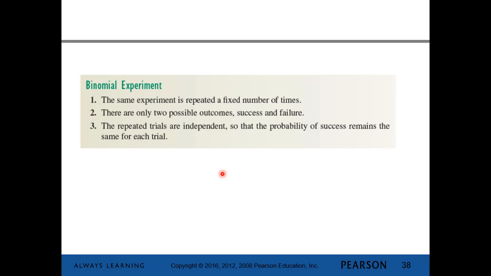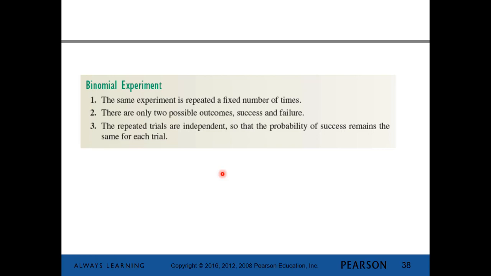There are only 2 possible outcomes for each replication of the experiment, which means that it's either going to be a success or a failure. We also call these Bernoulli trials. Another one: the repeated trials are independent of each other, which means the outcome of one trial does not affect the outcome of the previous trials, or the next trial.